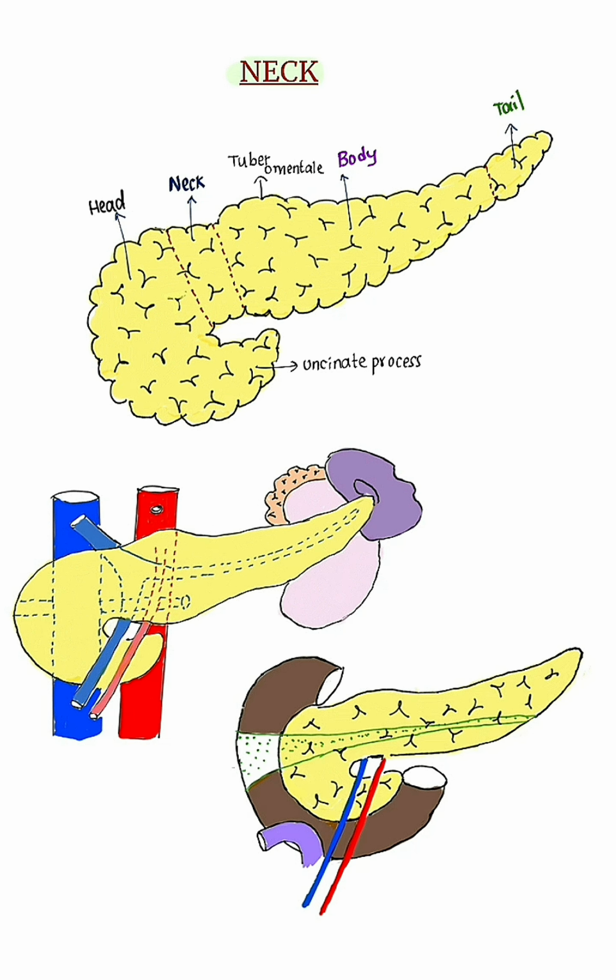Relations. The anterior surface is related to the pylorus. The posterior surface is related to the commencement of the portal vein, that is, the origin of the portal vein. The upper border is related to the first part of the duodenum. The lower border is related to the root of the transverse mesocolon.